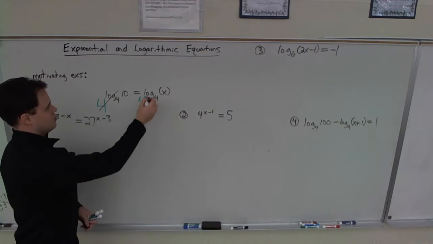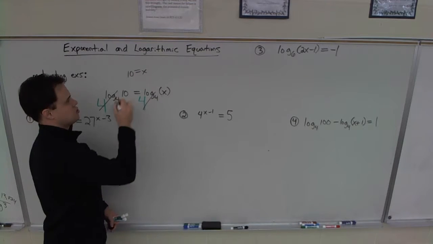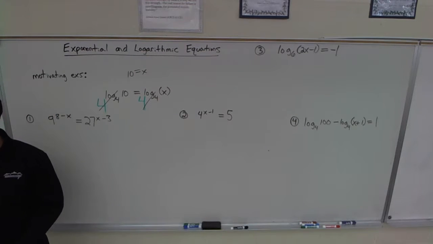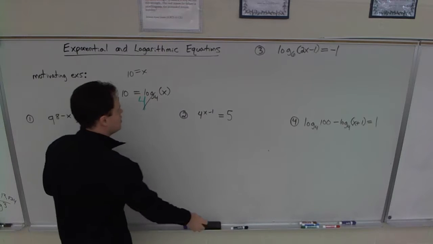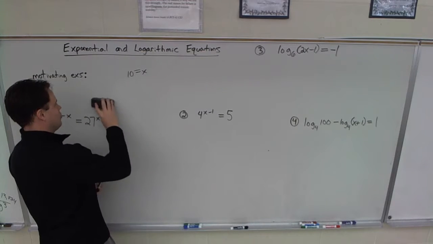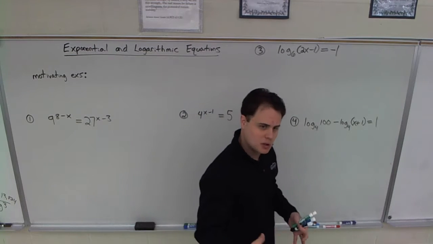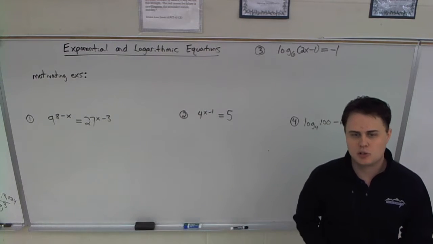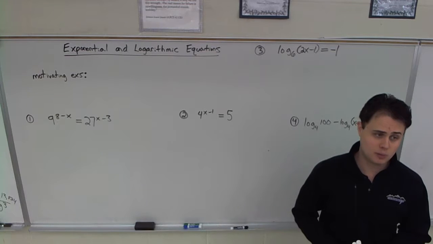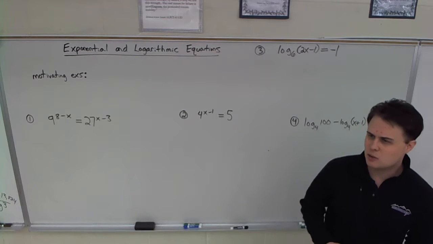That cancels, and we get 10 equals x, just like we already knew by inspection. Okay? So we're going to use that same principle. That's really the only theoretical idea that we need, is that we need to remember that inverses cancel each other out, and logs and exponentials are inverses of one another. So that's really the only main idea that we need to solve some of these.